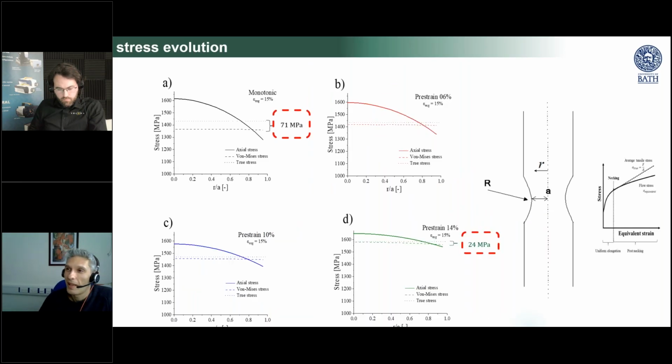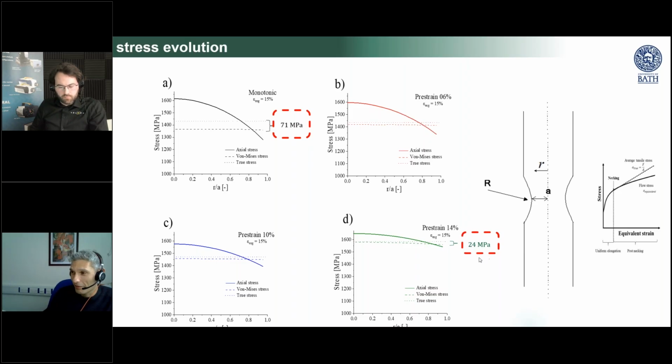Now, as experimentalists, why do we care about that? Well, we care because the difference between what we can measure experimentally, the true stress, and the equivalent stress is inversely proportional to the level of pre-strain. So it's maximum on pristine samples, here 71 megapascal, and it decreases for higher levels of pre-strain.